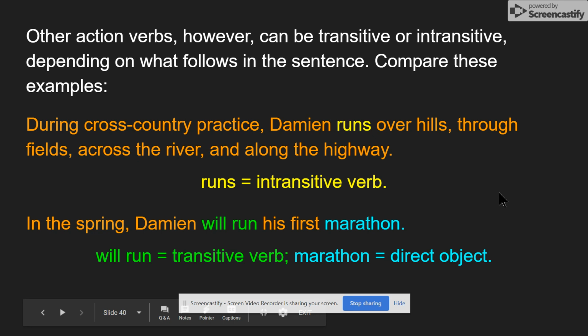Hopefully this helps you a little bit and is a reference for you to come back to time and again if I'm not around for help and if you need some help figuring out direct and indirect objects.